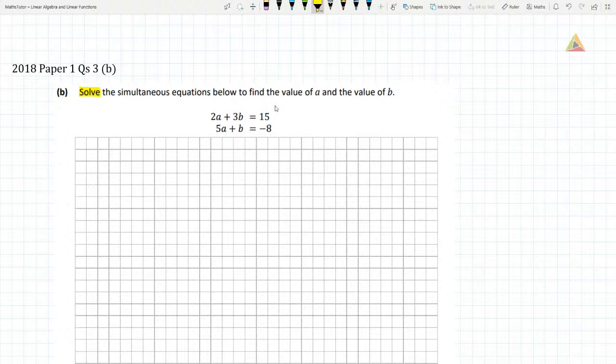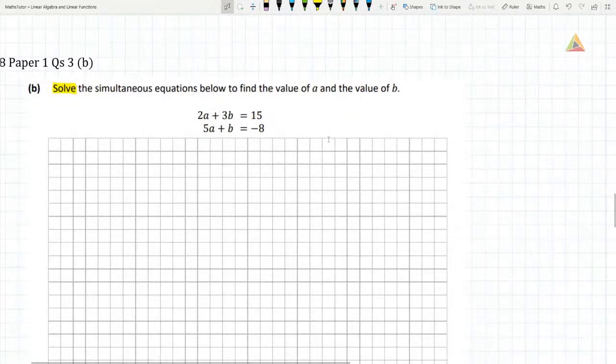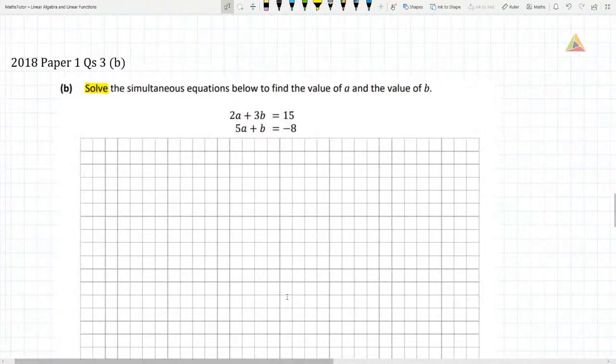So when I have a simultaneous equation, I have to be able to solve for both of the letters that are in it. So in this case, we're going to see we have 2 equations, one with 2a plus 3b is equal to 15, and the other with 5a plus b is equal to minus 8. There's a couple of ways to solve simultaneous equations. I tend to stick to the same method each time so that I don't make mistakes trying to figure out what am I going to do with it.